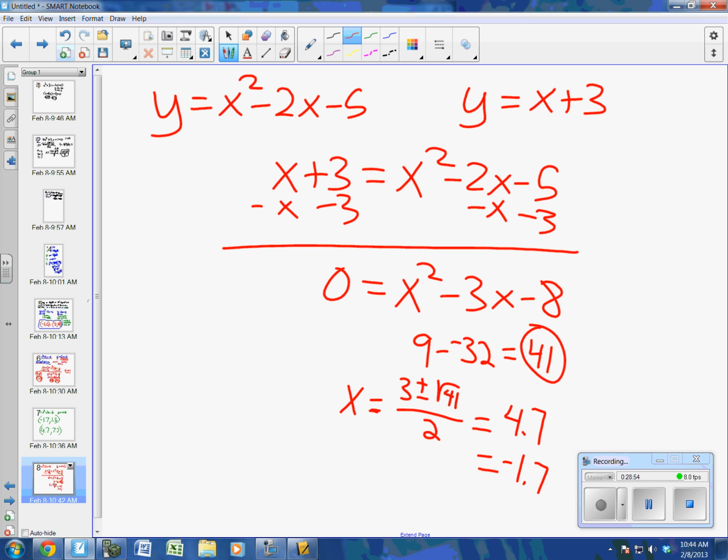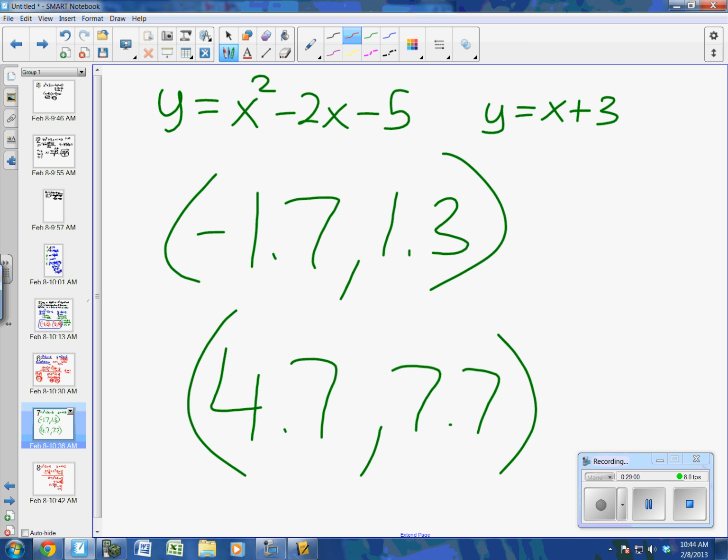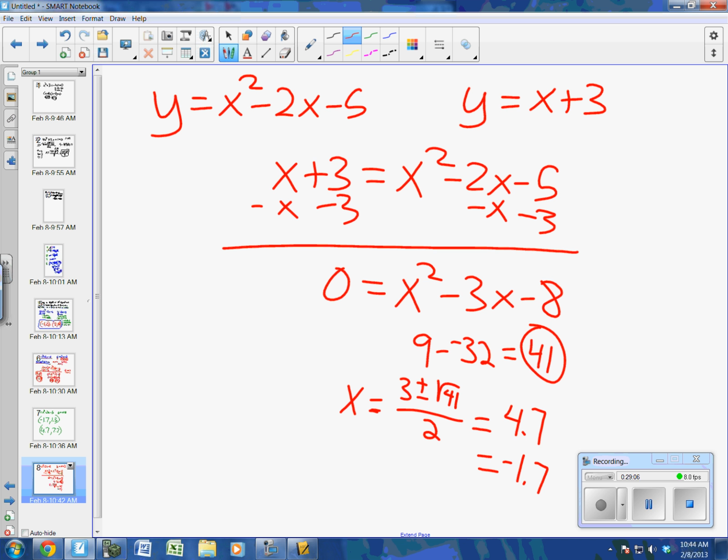Now, I want you guys to look back at our other answers. Those are the x values of both answers. Negative 1.7 and 4.7. Do you see that? Okay, so how do you get the y answers? Plug this into one of these equations. Which one's easier? That one, right? What's 4.7 plus 3? 7.7. So 4.7 comma 7.7 is one of my answers. And what's negative 1.7 plus 3? I believe it's 1.3, isn't it? So negative 1.7 comma 1.3.